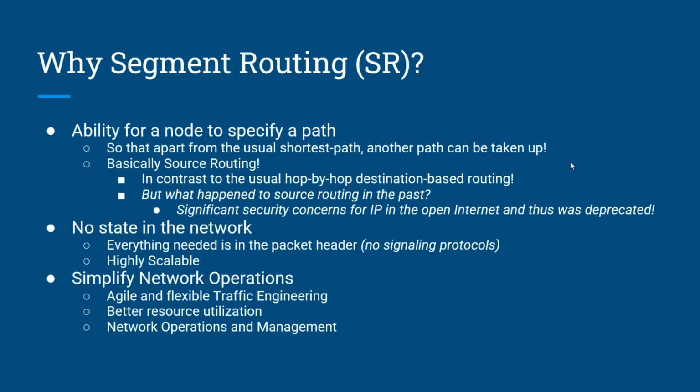So I have multiple requirements, but I cannot rely on the usual shortest path. So I need a way to specify the path. And to do that, specifying a path, there is a need for source routing, and not just looking at the destination address, but a way for us to put the route information at the source itself.